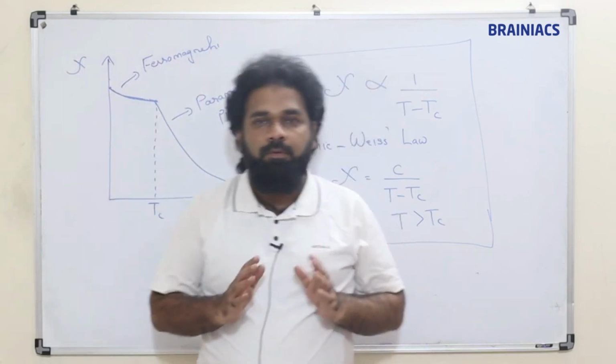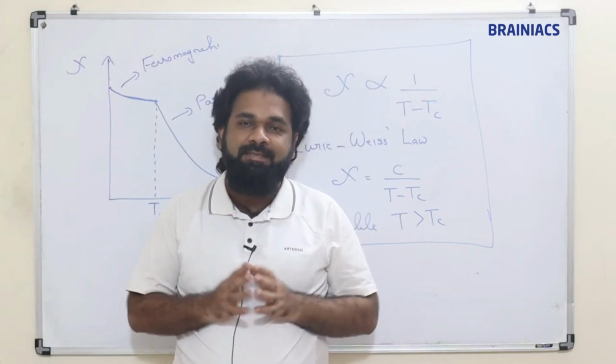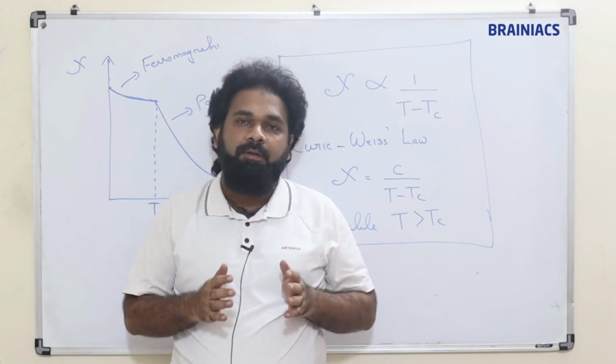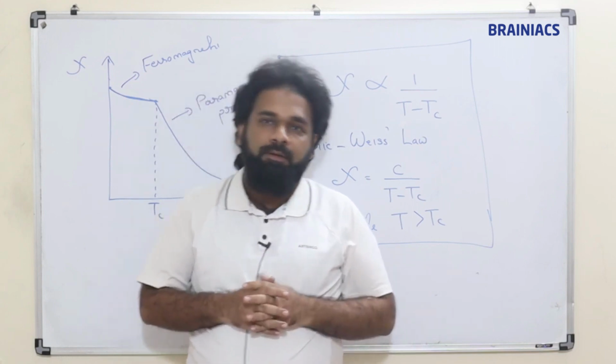So that's all about the classification of materials based on magnetism: diamagnetic material, paramagnetic material, and ferromagnetic material.